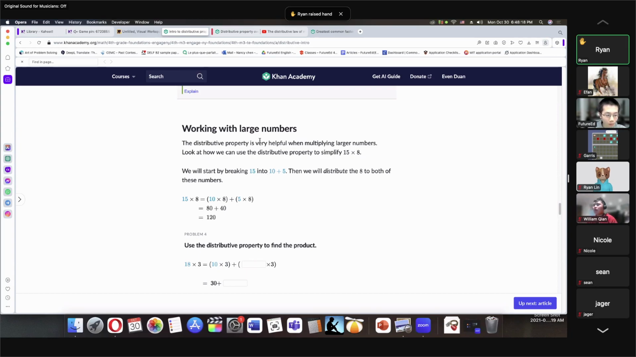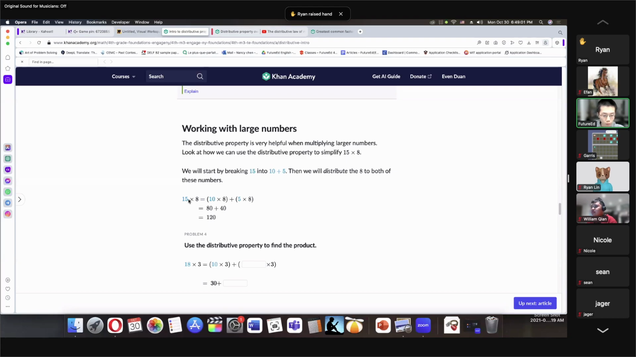Working with large numbers. The distributive property is very helpful when multiplying larger numbers. Look at how we can use the distributive property to simplify 15 times 8. We will start by breaking 15 into 10 plus 5. Then we will distribute the 8 to both of these numbers.